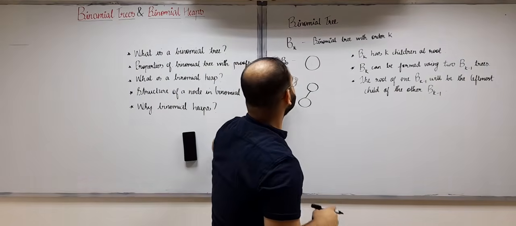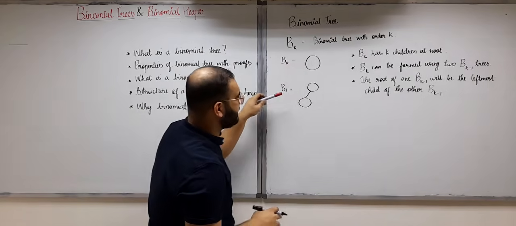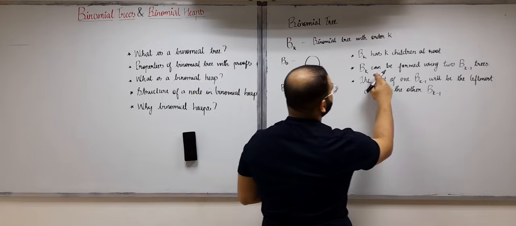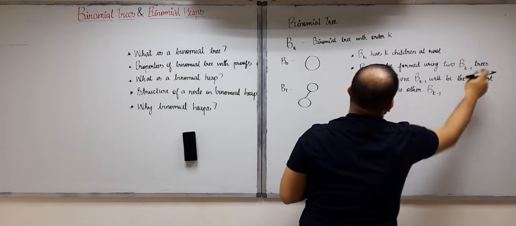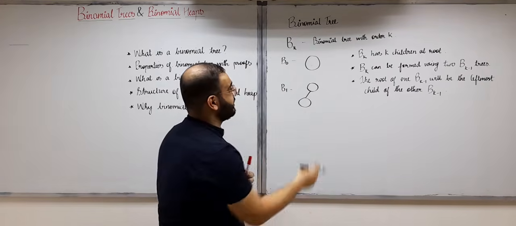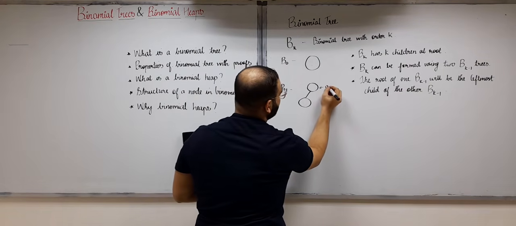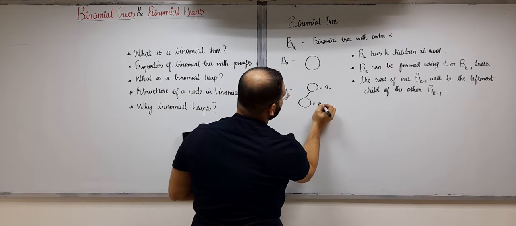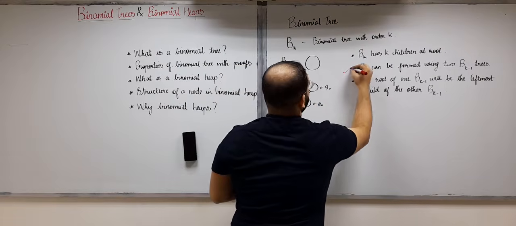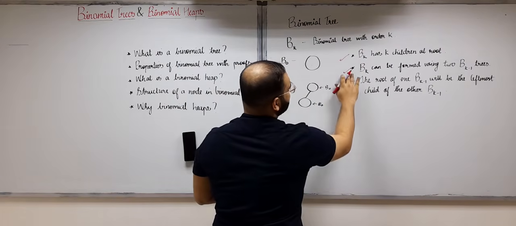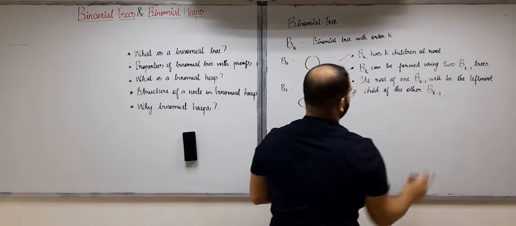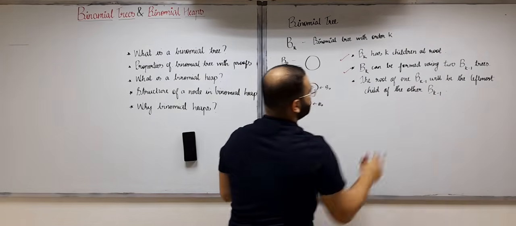And if you want to see that this B1 is also following the second rule, if you look over here, Bk can be formed using 2 Bk minus 1 trees. So is this B1 formed using 2 B0? Yes. You can consider this as a B0 and this also as a B0. So this B1 is formed using 2 B0. So this thing is also true. So both these things are true in this. Now the root of one Bk minus 1 will be the leftmost child of the other Bk minus 1.